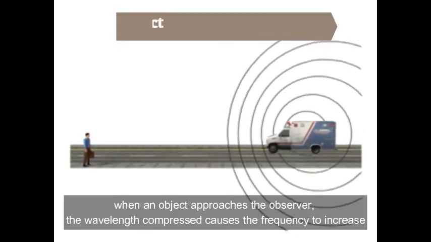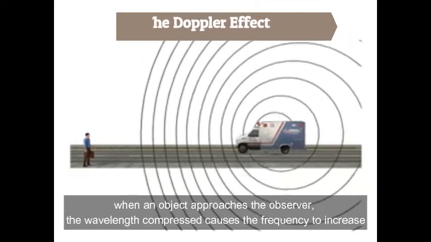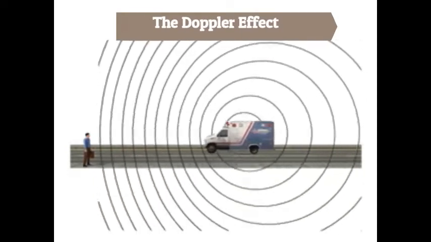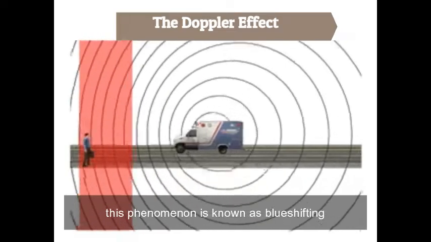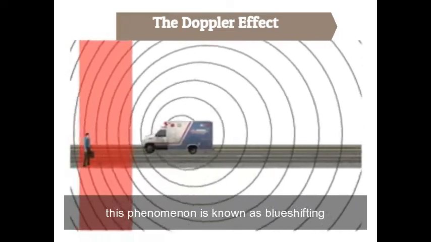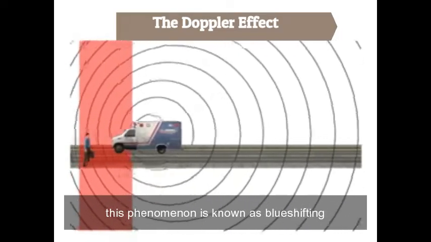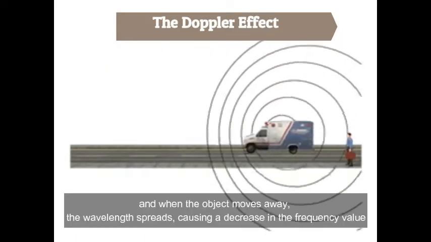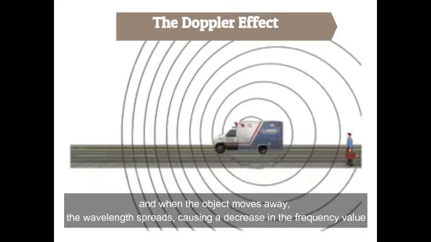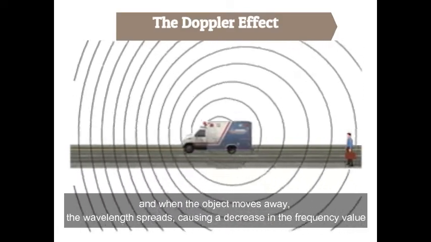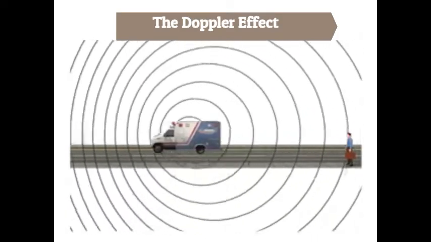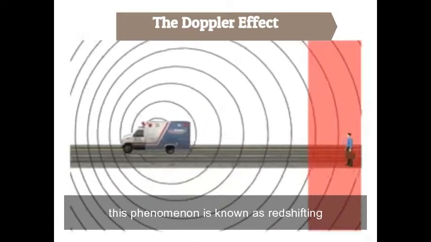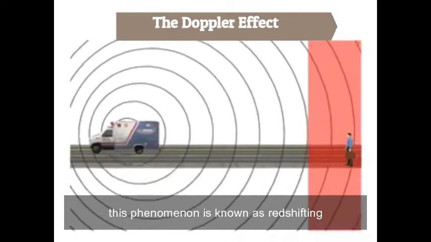When an object approaches the observer, the wavelength is compressed, causing the frequency to increase. This phenomenon is known as blue shifting. And when the object moves away, the wavelength spreads, causing a decrease in the frequency value. This phenomenon is known as red shifting.